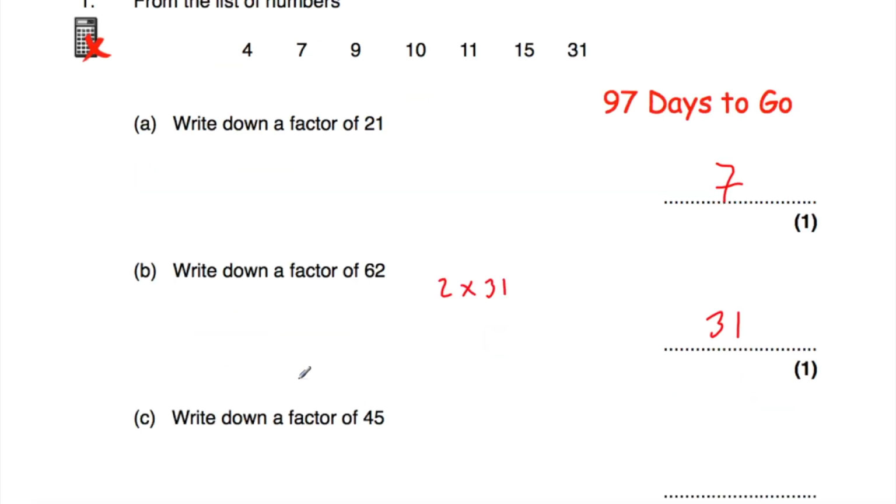Okay, the last one, part C, says write down a factor of 45. Now, if we consider the factors of 45, we could have 1 times 45, neither of those in the list. We could have 3 times 15. Well, 15's in the list, that means 15 could be a factor. We could also have 5 times 9, and actually 9's in the list as well, so there's 2 possible answers you could have there, 15 or 9.